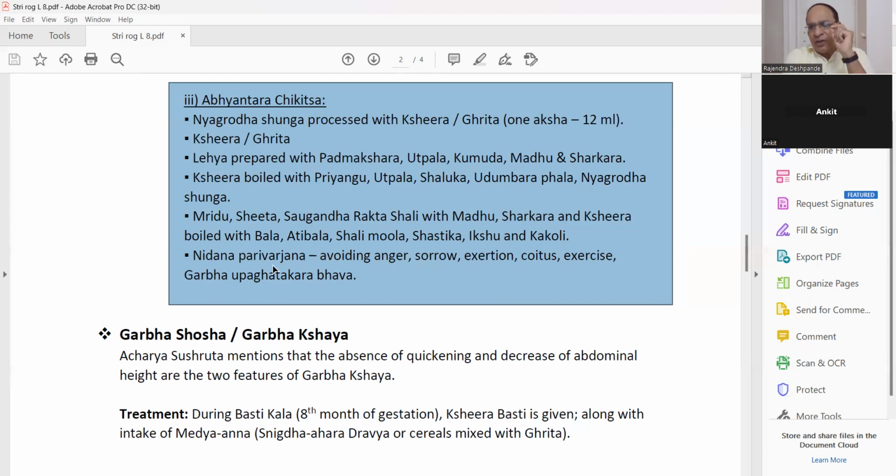I will tell you one line, one shloka, that you have to write down in Roga Nidan, in Chikitsa, in Striroga, in Balaroga, any disease. You write down this line, you will get good marks. What is that line, sir? Are you ready? Write down.